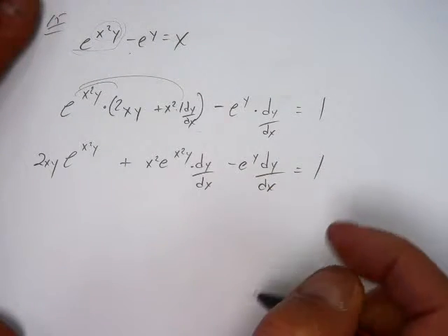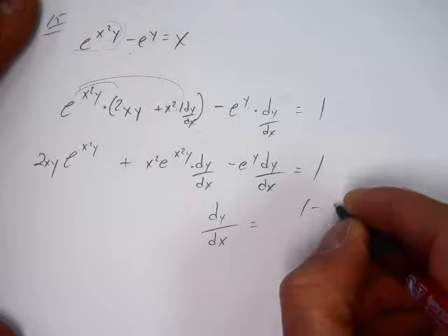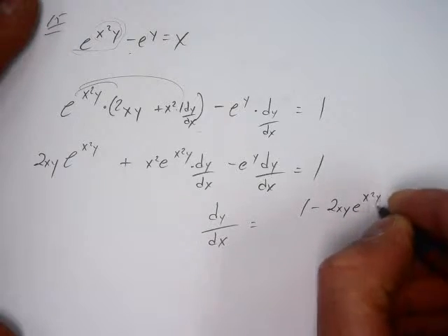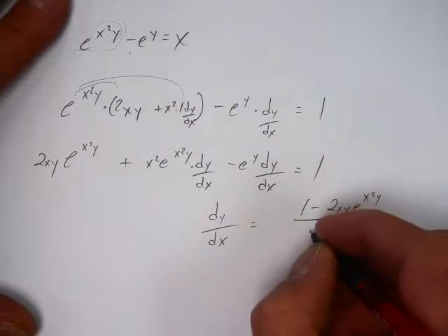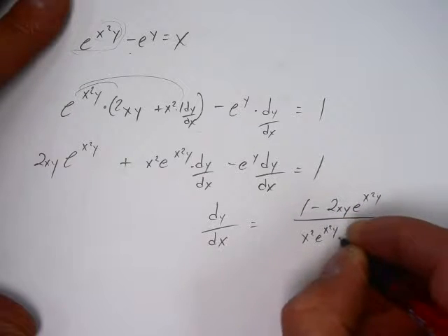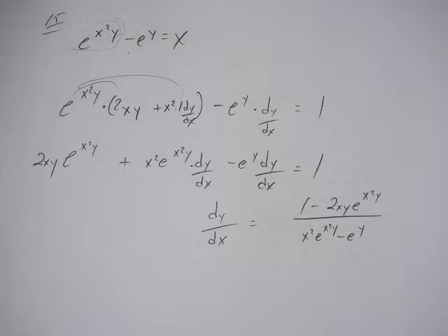So now we just got to go ahead and crank this out. I've got to distribute this to unlock this dy/dx that's in there, so I can combine it with this dy/dx. So what I've got is e to the x squared y, let's put the 2xy out front, plus x squared e to the x squared y times dy/dx minus e to the y dy/dx equals 1. And now let's just scoot things around. I don't know how much you guys are comfortable with skipping, but I'm going to go like this, all divided by what would be left if I pulled out a dy/dx.